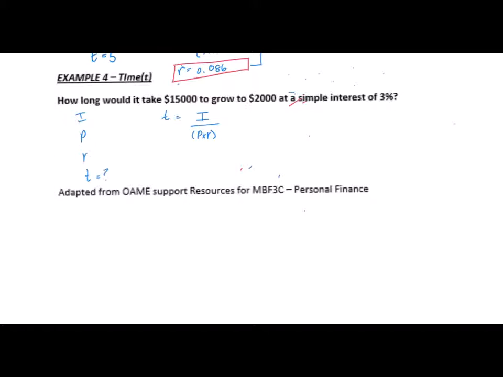We don't know what our time is. We do know what our rate is, which is 3%, which is 3 divided by 100, which equals 0.03. We know that our principal is 15,000. And we know that our interest is growing by 2,000. So let's just punch all those numbers in and you'll see what your answer is. Once you substitute, you get 2,000 divided by 15,000 times 0.03, which gives us T is equal to 11.11. We would say, therefore, it would take about 11.11 years.